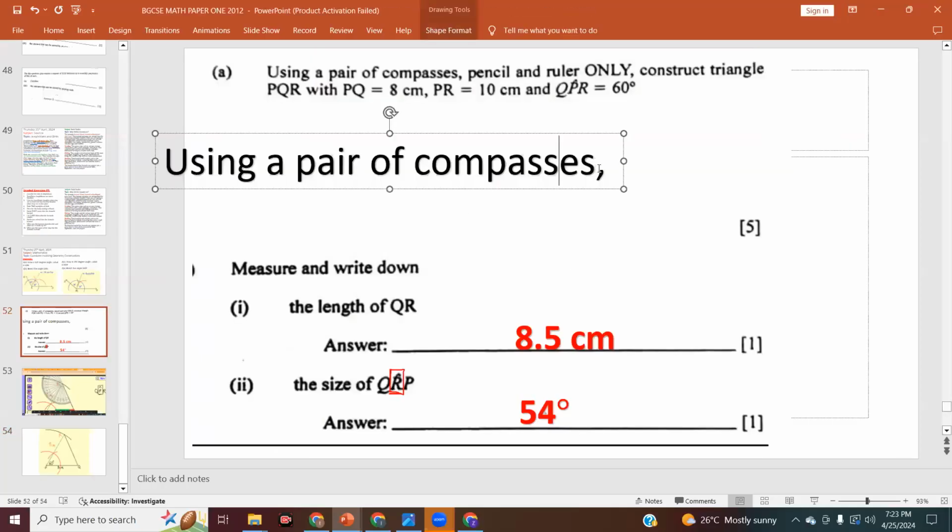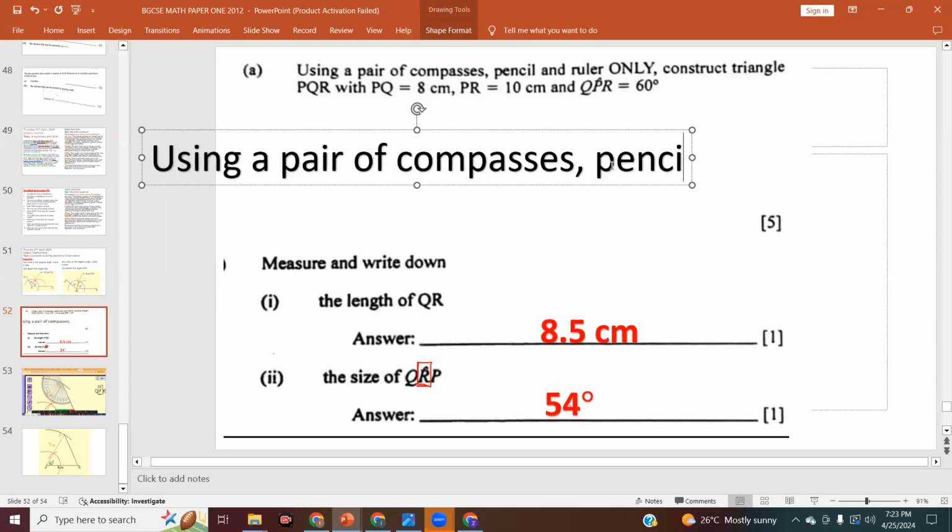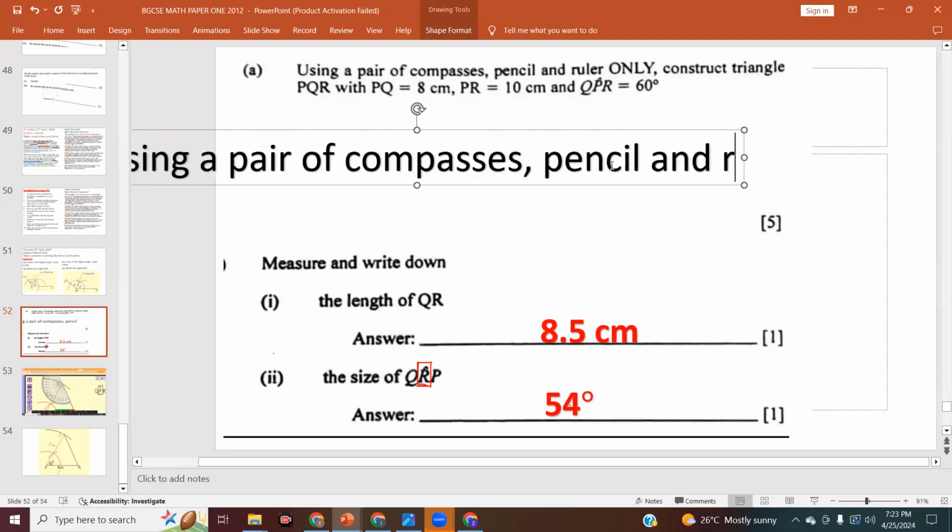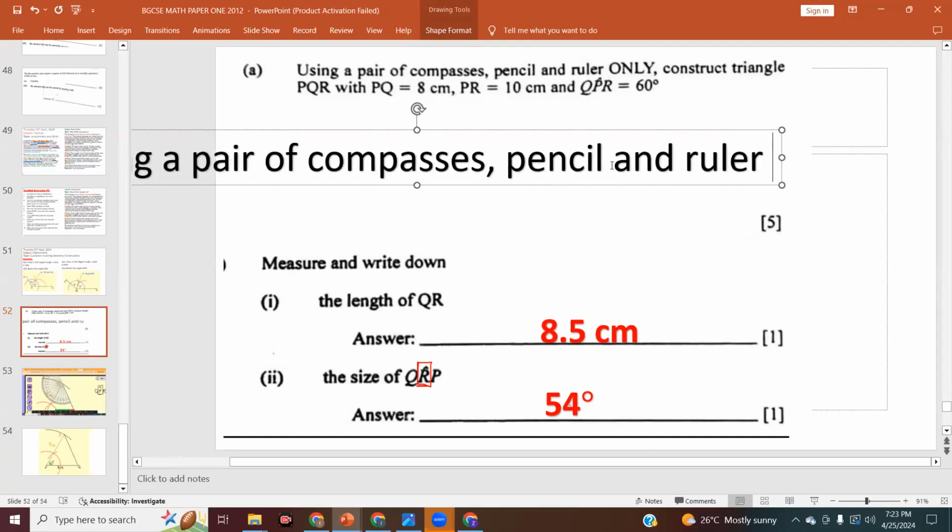All right. So this one says using a pair of compasses, pencil, and a ruler only.